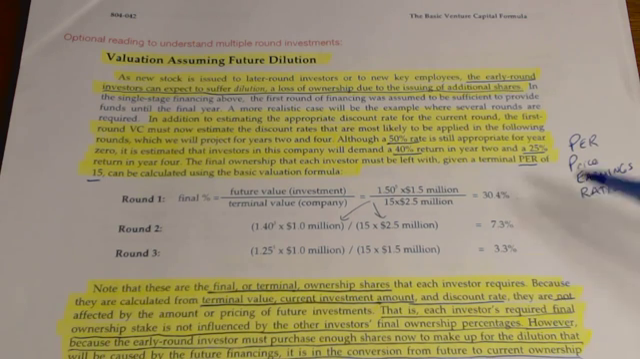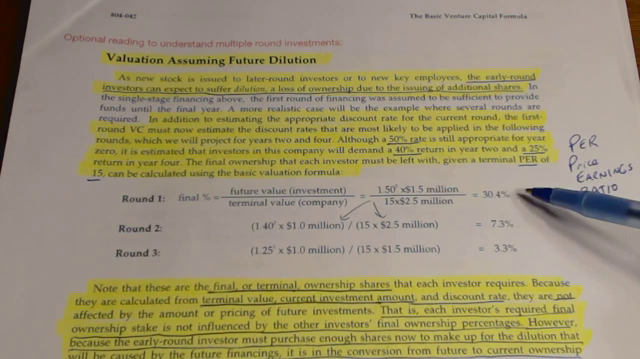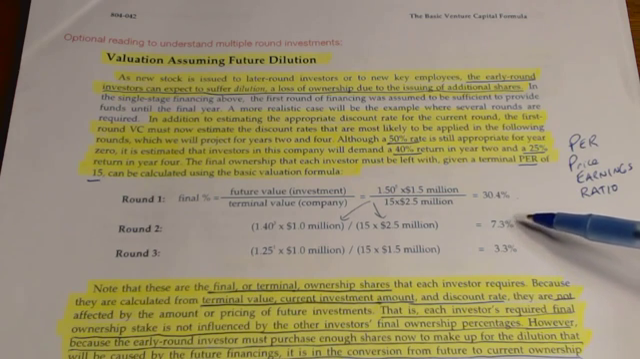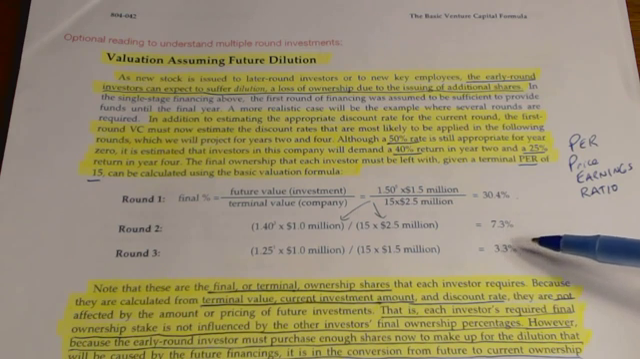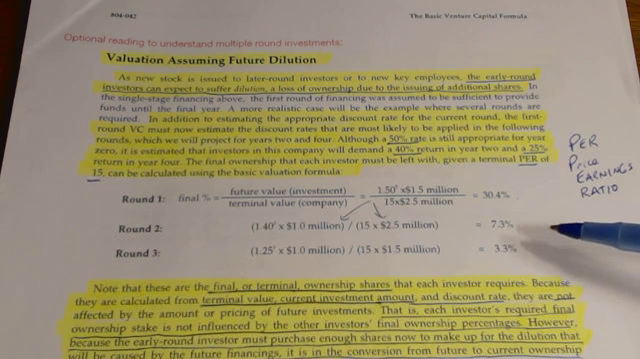So basically, they're going to show you how to figure out, if you want to end up with 30.4% at the end, what percent you need to buy in round one. And if you want to end up in the second round at 7.3%, but you know there's going to be another round after that, what percent do you have to buy to end up with 7.3%? And of course, the person buying the third round at 3.3% is going to end up with 3.3% because that's all the financing they're planning on doing.